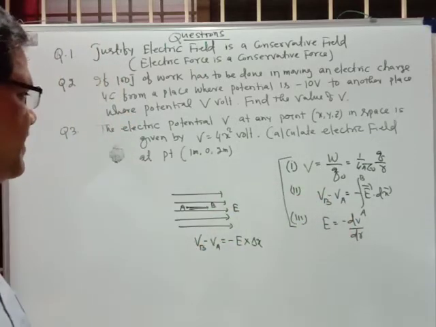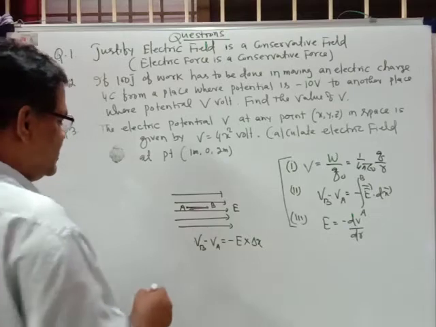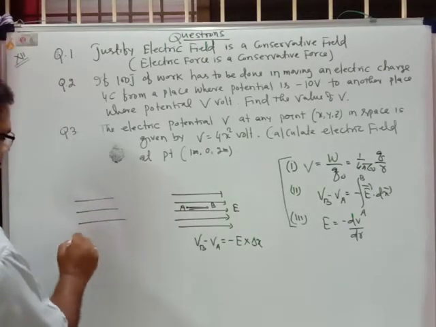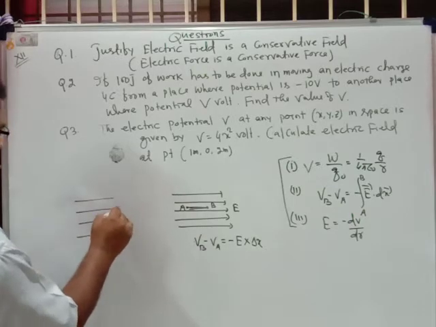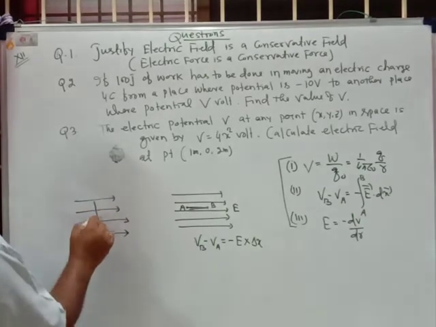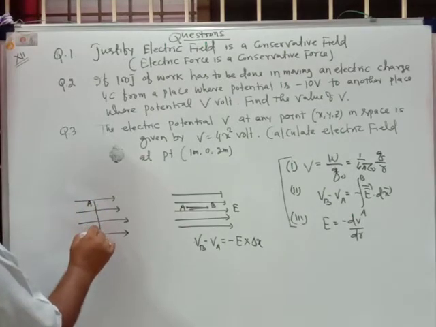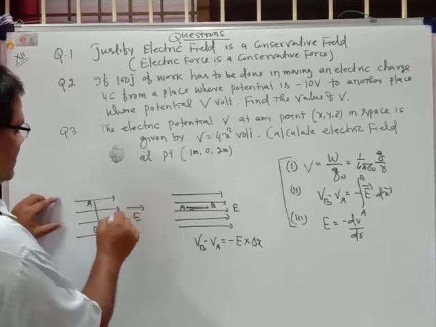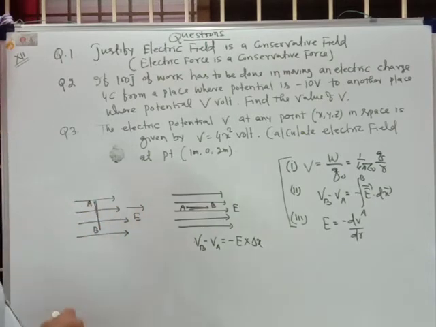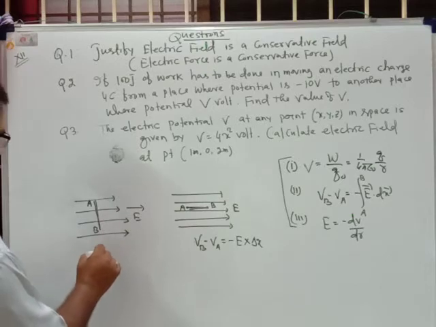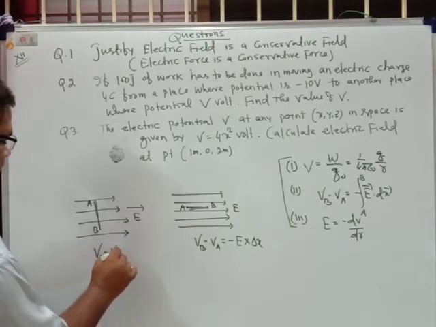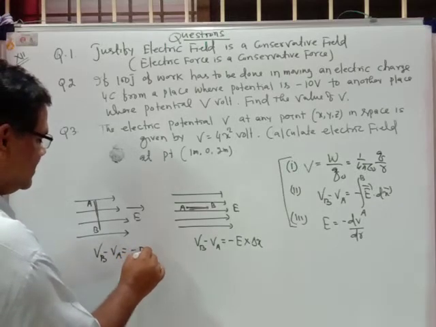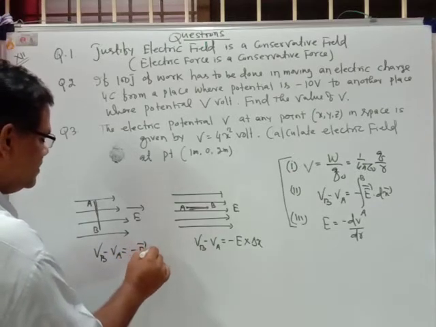Integration का meaning वही होता है, minus करके. Suppose you apply this one. The electric field is like that, and displacement is from here to here. This is the A and this is the B. The displacement is y, and the electric field is along this direction, and displacement AB vector is along this direction. So what will be the VB minus VA? It will be equal to minus E vector dot delta x vector.